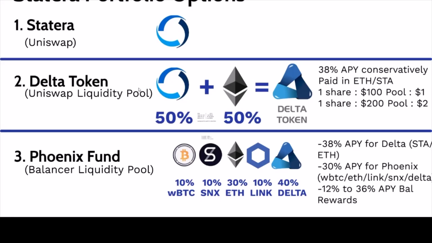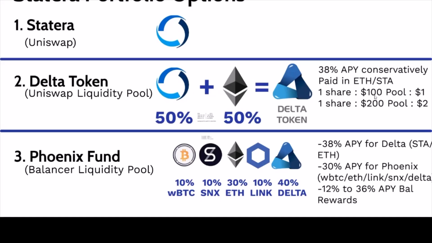Looking at the Delta token pool, you will earn 38% APY conservatively, and we'll go over that later, but that's a very conservative number, and you will be paid in Ether and Statera. You actually get paid in the tokens that you have in the liquidity pool, but not paid to your wallet. For example, if you have one share, or one Delta token, and the pool is $100, let's say that one share is worth $1. Then as people are trading Statera and trading Ether, they pay 0.03% of every trade to you as a liquidity provider. So they're paying you the fees.